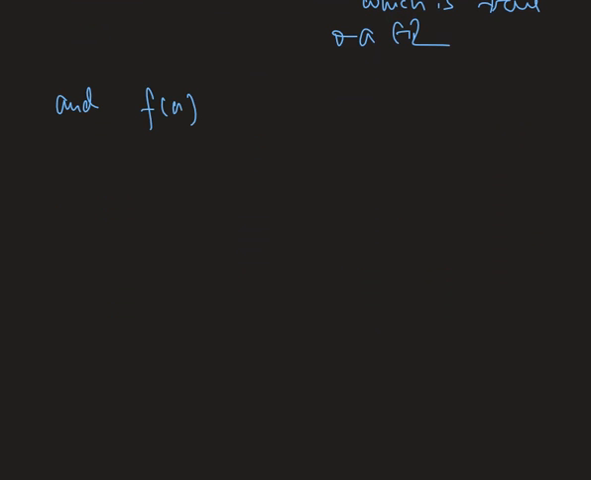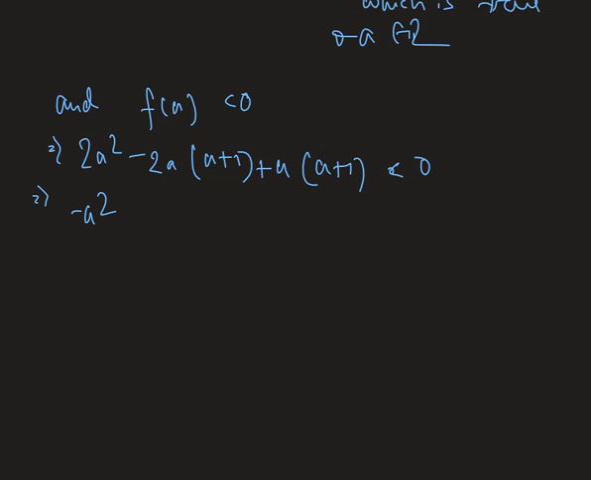As f(a) is less than 0, we can write 2a squared minus 2a(2a plus 1) plus a(a plus 1) is less than 0. Therefore, minus a squared minus a is less than 0, and this implies a squared plus a is greater than 0. So a must be greater than 0 or less than minus 1.